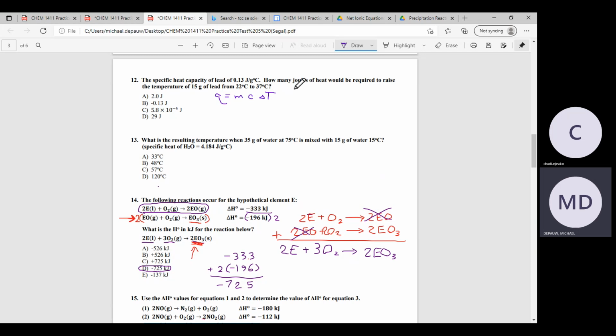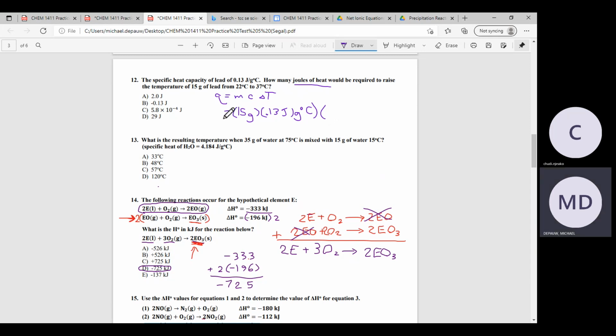So this is actually an easy one if you remember this equation. In this case, we're asked for joules of heat, so we're actually asked for Q. So we don't even need to manipulate this. We can just plug in the numbers and solve. The mass is 15 grams. The specific heat is 0.13 joules per gram degree Celsius. And then we just multiply that times the change in temperature. Now, change in temperature is always final minus initial.